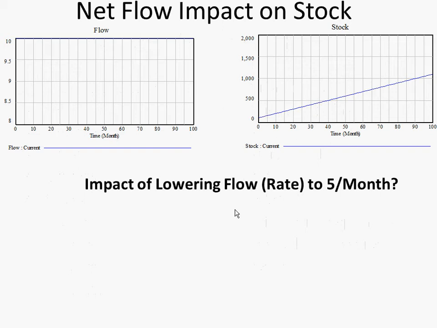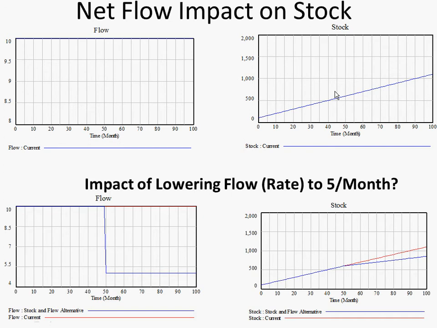It starts at 0. Now, suppose we lowered this flow rate to 5 per month from 10 per month. This is purely a flow into the model. What do we expect to happen if we were to lower it to 5 per month, say in the middle of this trajectory? Right in the middle here, what would you expect to see if we lower it from 10 per month to 5 per month? The slope would be cut in half. Okay, the slope will be cut in half.